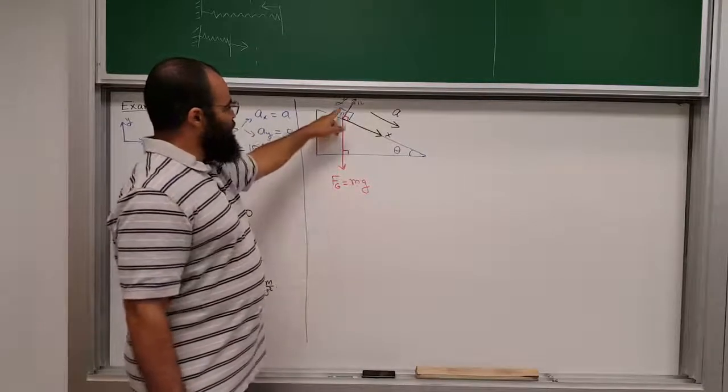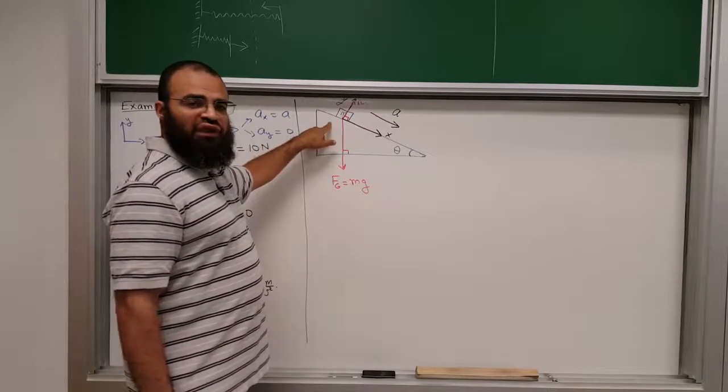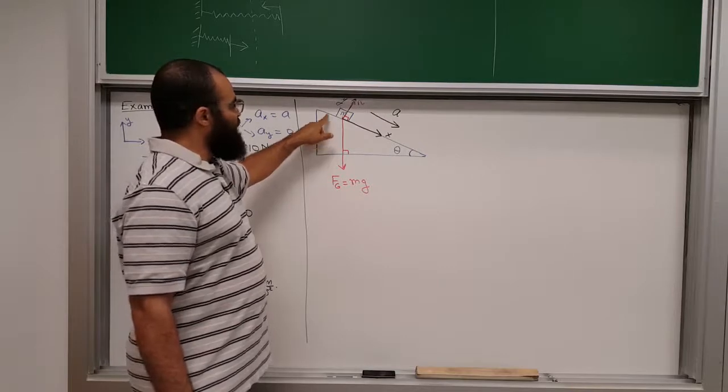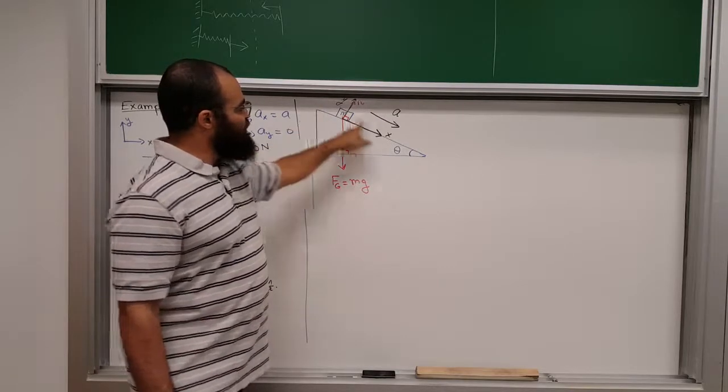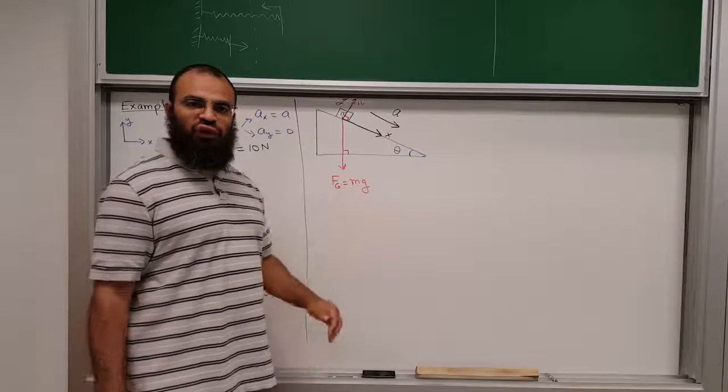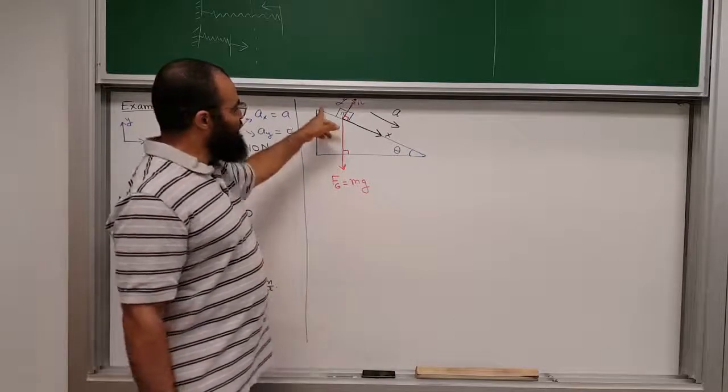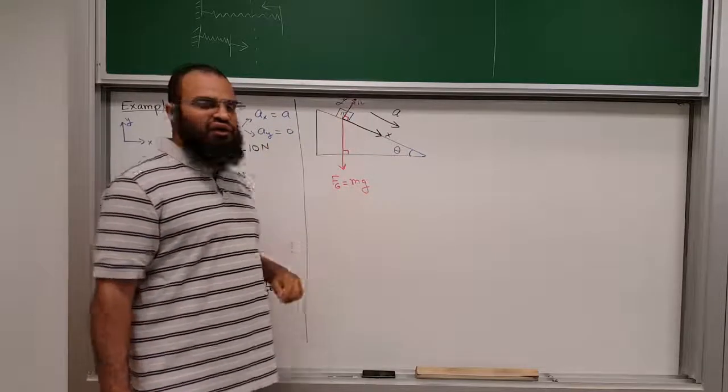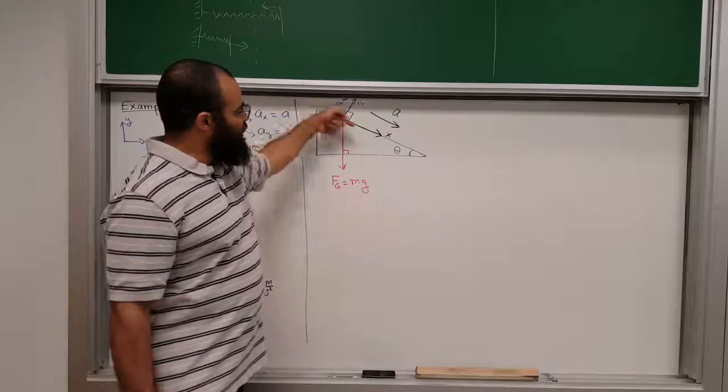We have an object on a ramp. The ramp is perfectly smooth, so there is no friction. And the assumption is the object will just slide down the ramp. So we're told that the object is constrained to slide down the ramp, so the only direction of acceleration is along the ramp.